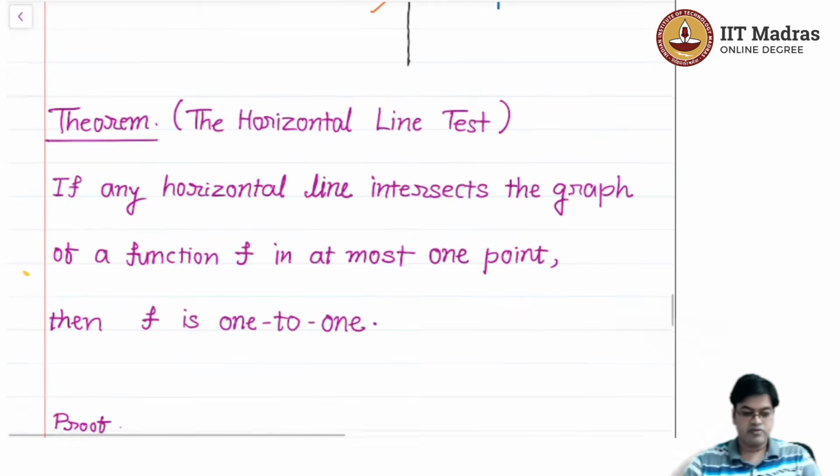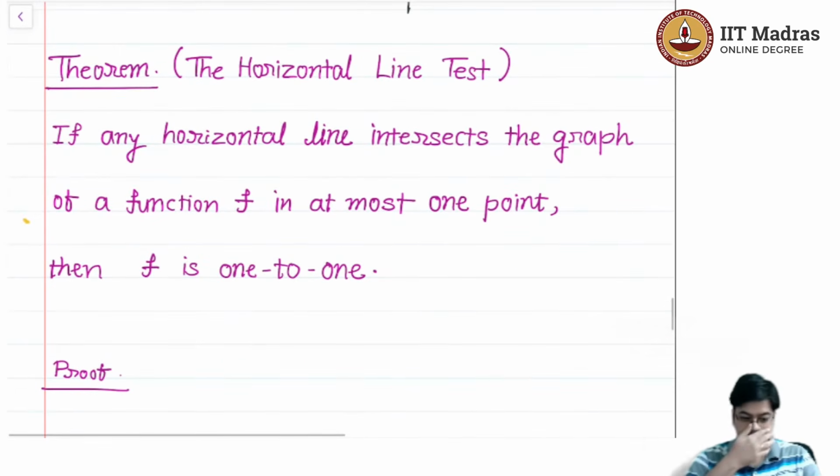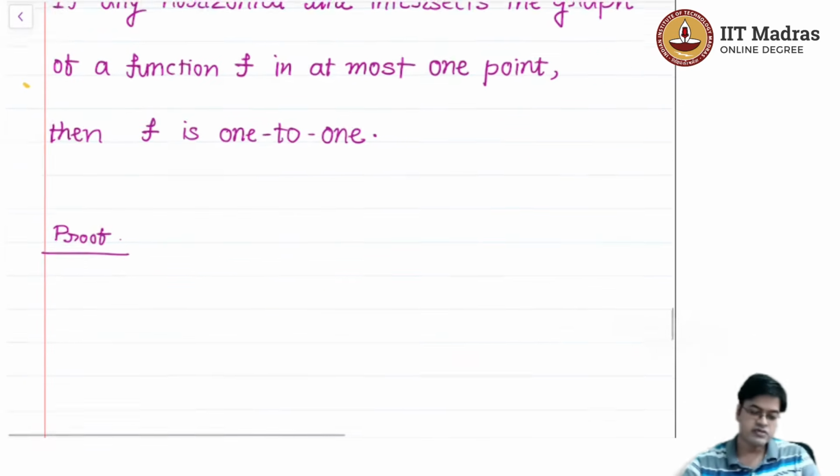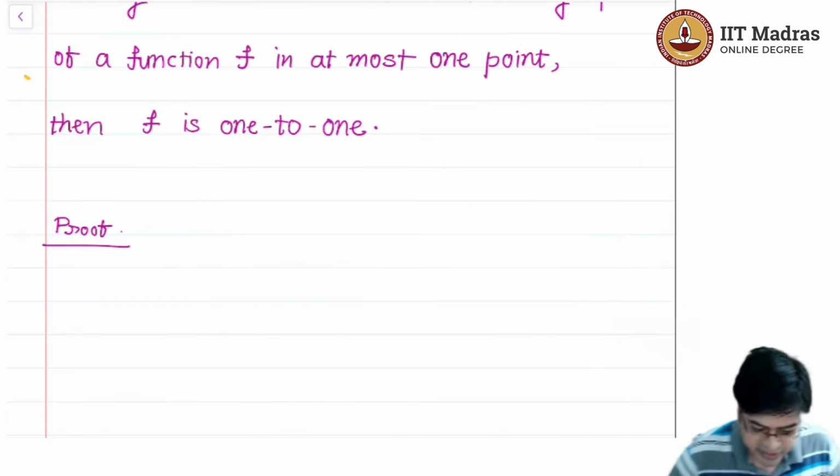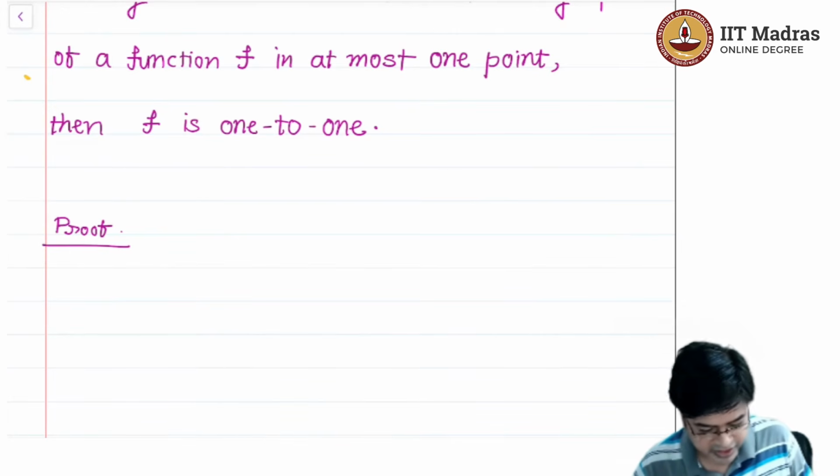So then what we will show here, if you want the proof of this, is that if the function is not 1 to 1, then some horizontal line will intersect the graph of the function in more than one point. Right? That is very easy to prove. So I will prove it graphically.